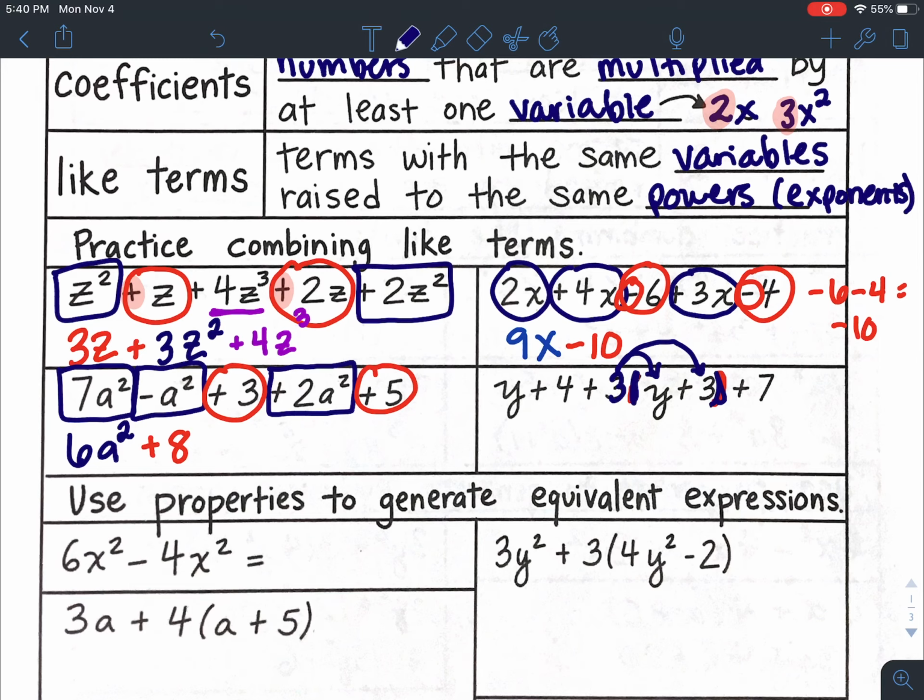So now what I have is y plus 4 plus 3 times y gives me 3y plus 3 times 3 gives me 9. Now, a big misconception here is that I have a lot of people doing 3 times y, but then we'll forget to do the 3 times 3. So make sure you're passing it out to both of those numbers. And then I have the plus 7 at the end.